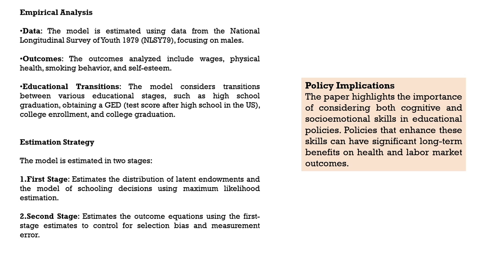The estimation strategy is in two stages. In the first stage, the model estimates the distribution of latent endowments and the model of schooling decisions using maximum likelihood estimation. And in the second stage, the model estimates the outcome equations using the first stage estimates to control for selection bias and measurement error. Those who are interested in understanding the Heckman model are encouraged to read the paper and also visit the heckmanequation.org website to get more details about this.